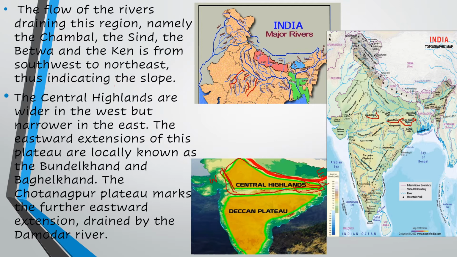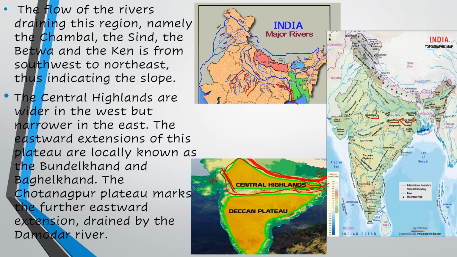You can see river Damodar draining in this map. Yes, this is the river Damodar. This is the extreme east point where it is going down. Yes, this is river Damodar. You can see over here. Clear? So, the Central Highlands are wider in the west. Clear? And the eastward extension of this plateau is known as Bundelkhand. So the Central Highlands are wider in the west but narrower in the east, children.